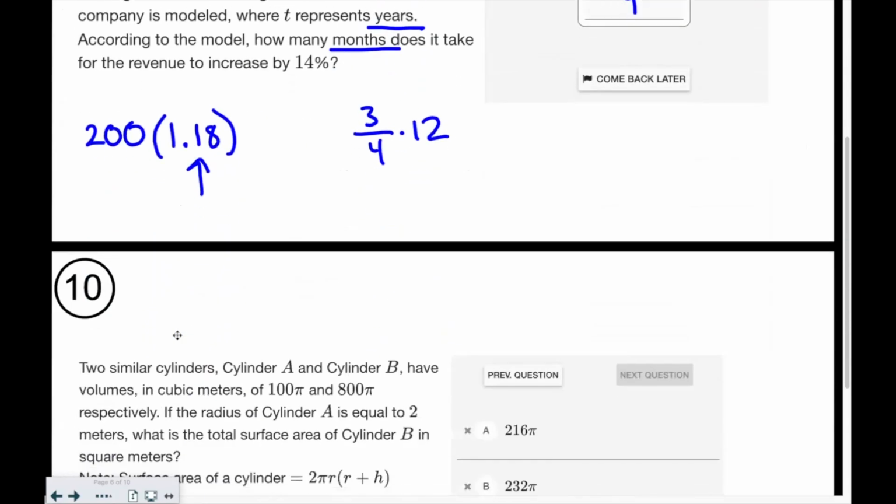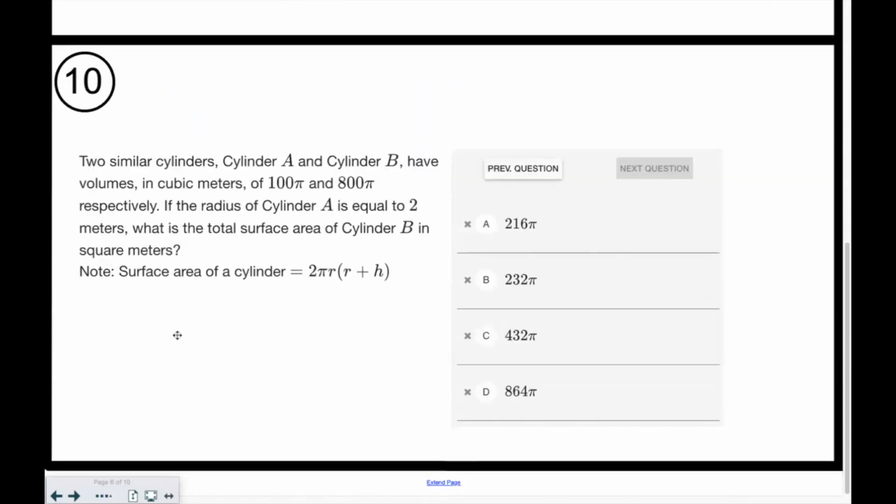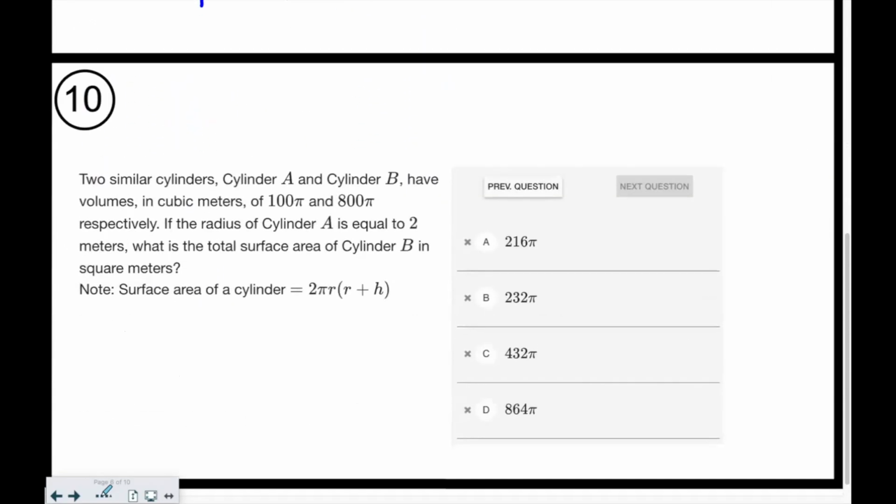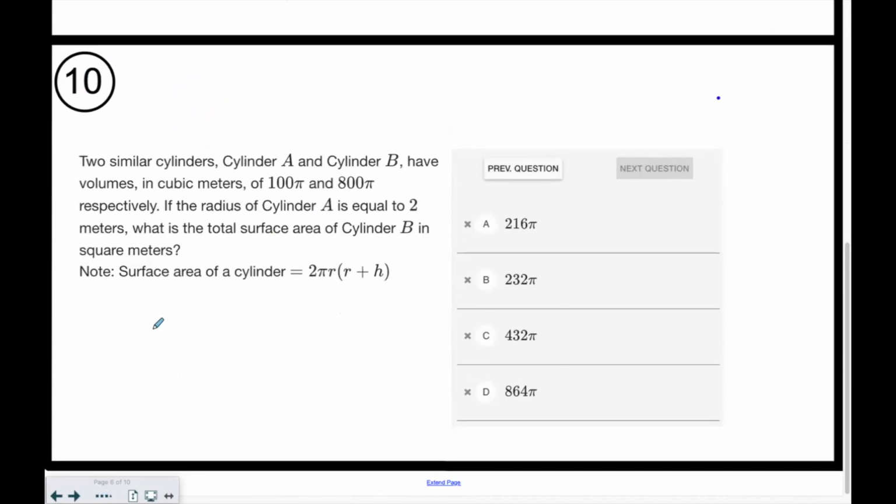All right, I think we have time for one more problem. We'll do this last one. I don't know why this one doesn't have a timer. I'll just give you a minute and then we'll go over it. All right, let's go over this one.